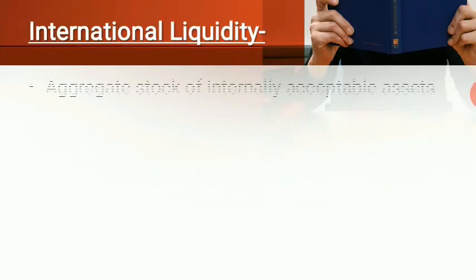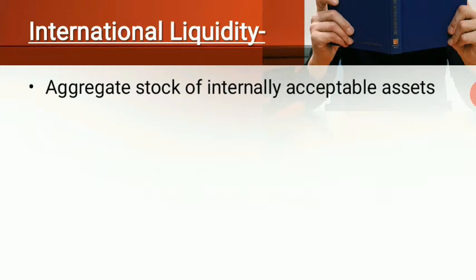Next is international liquidity. International liquidity is defined as the aggregate stock of internationally acceptable assets held by the central bank to settle a deficit in a country's balance of payments. In other words, international liquidity provides a measure of a country's ability to finance its deficit in balance of payment without resorting to adjustment measures.